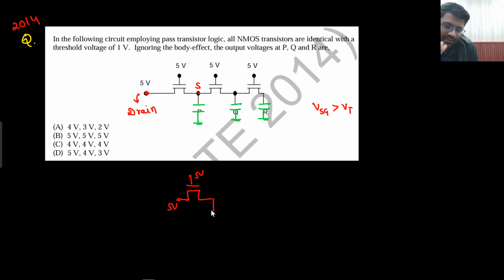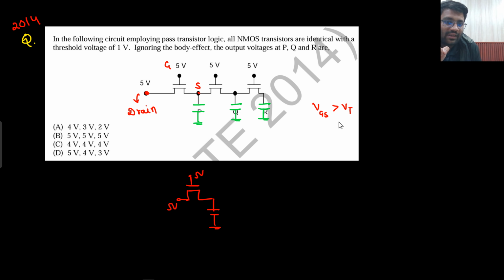This is 5 volt. So this will try to charge, but up to what potential can it charge? Up to 4 volt only. Because if it tries to go above 4 volt, then what will happen? VGS, not VSG, sorry guys, VGS. This is your gate. I am talking about NMOS, no? So VGS should be greater than VT. So the gate to source potential should be greater than VT. 5 minus 4, that is 1.